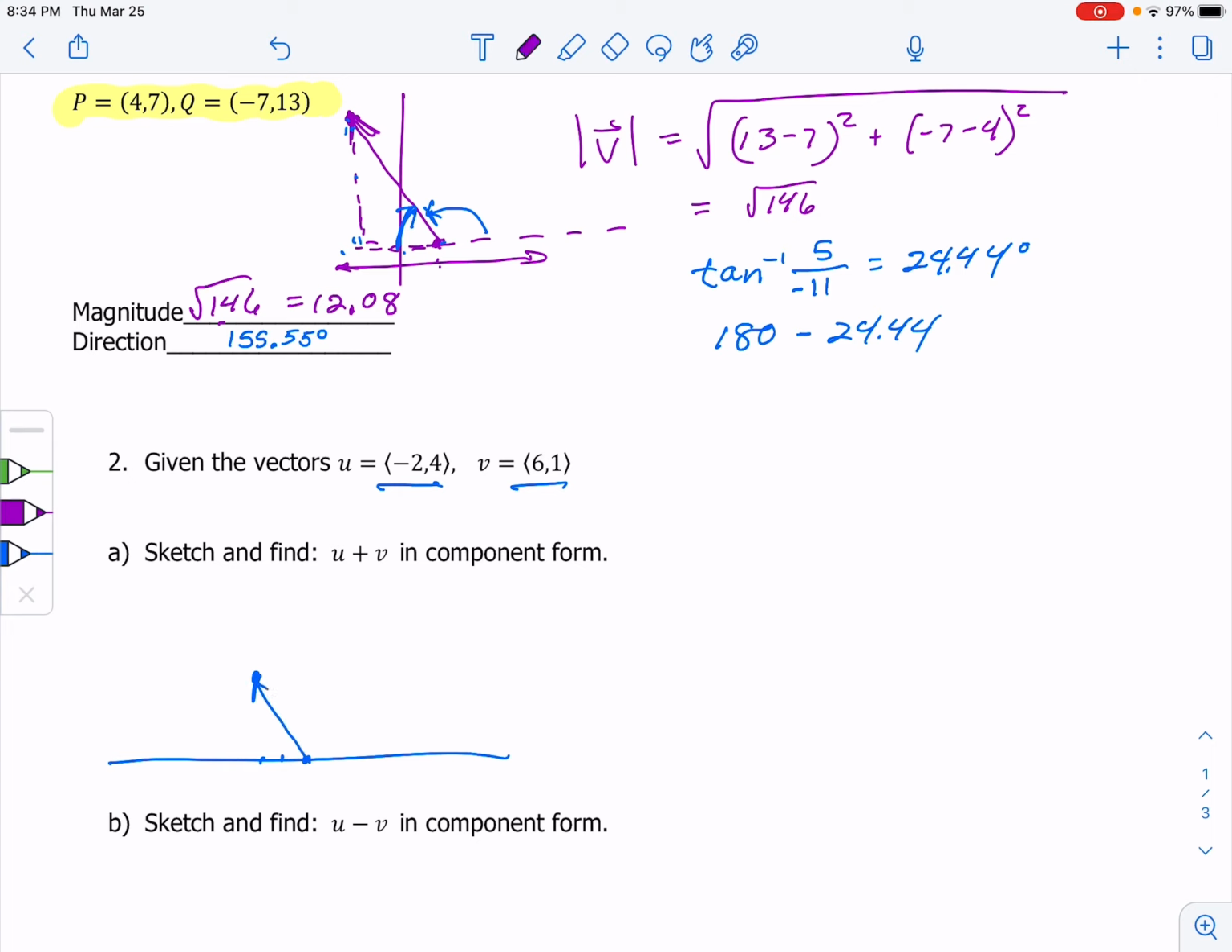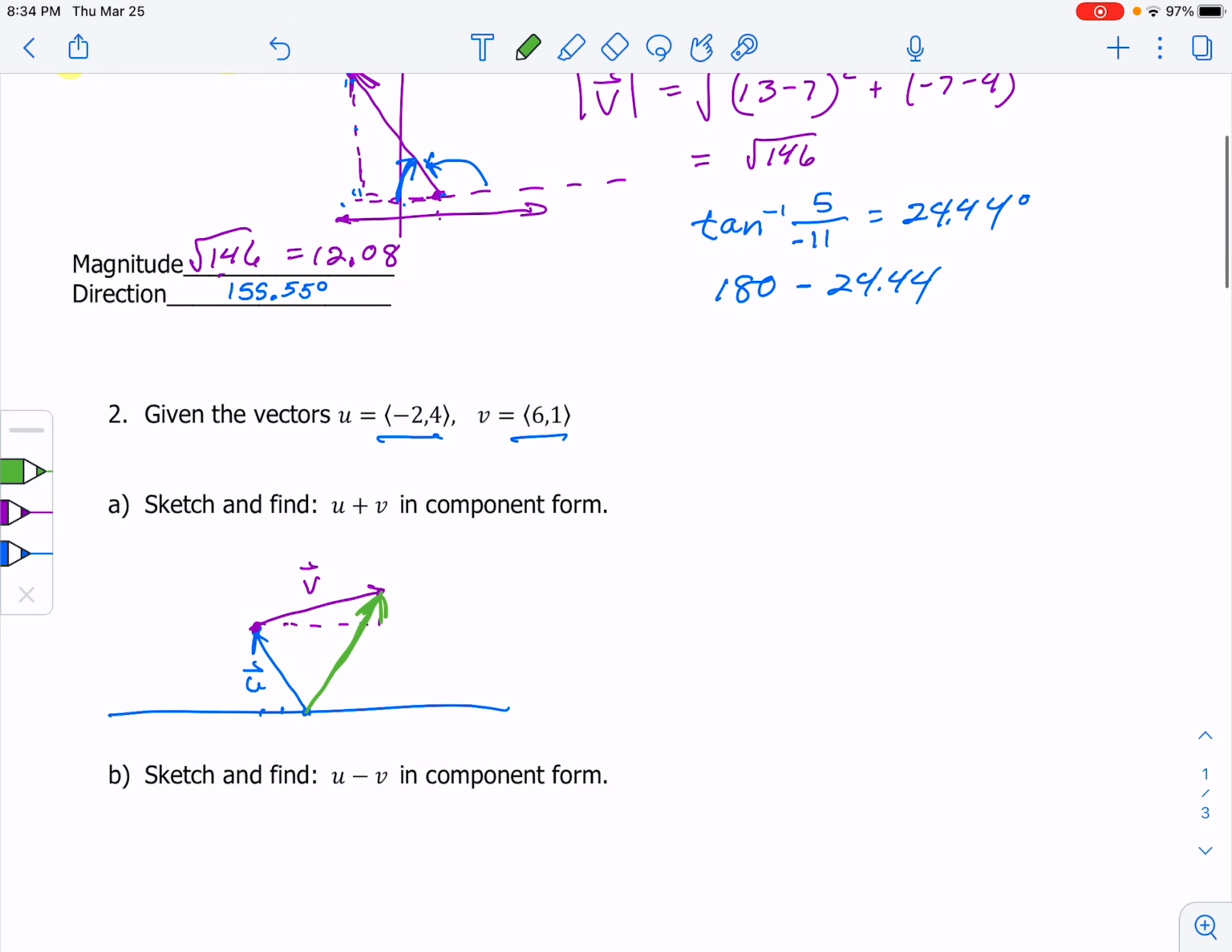And then V, you start at the end of this one. When you add, you go over 6, 1, 2, 3, 4, 5, 6, and up 1. So that's V. Okay, this one was U. And this is my resultant. And the way you find it, that's finding it geometrically. To do it algebraically, you just add up your x values and then you add up your y values.